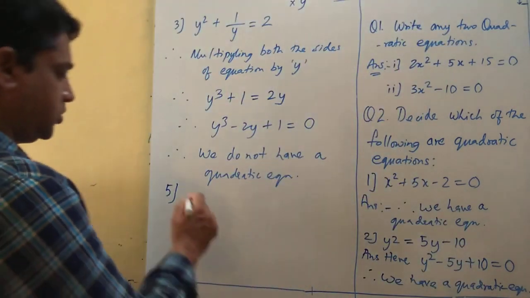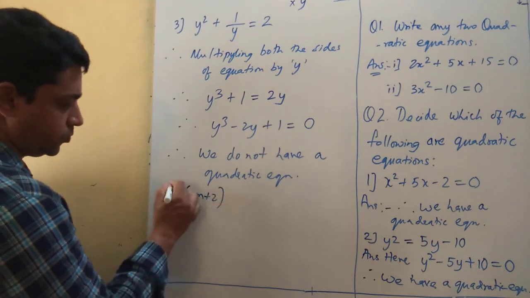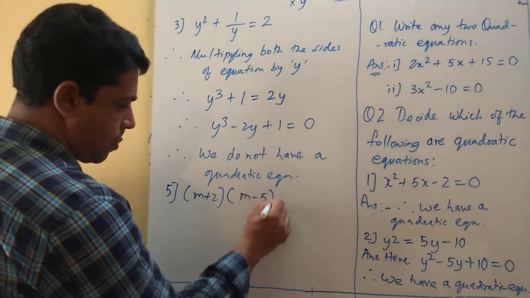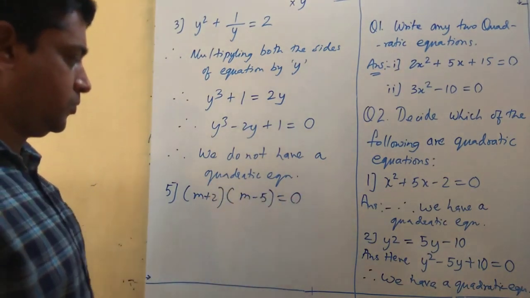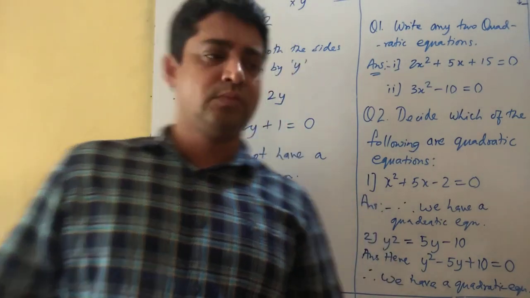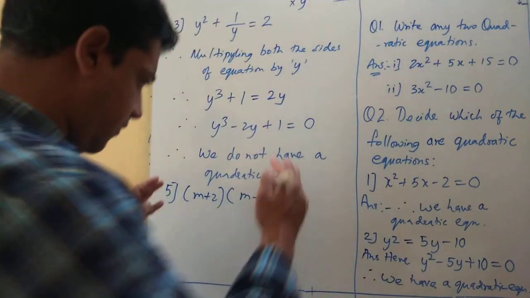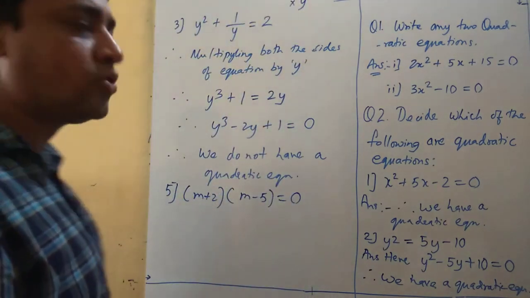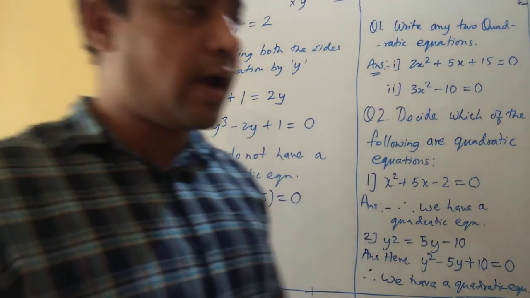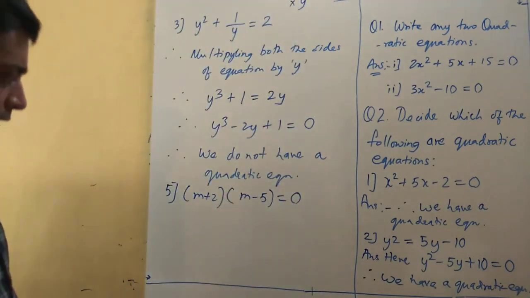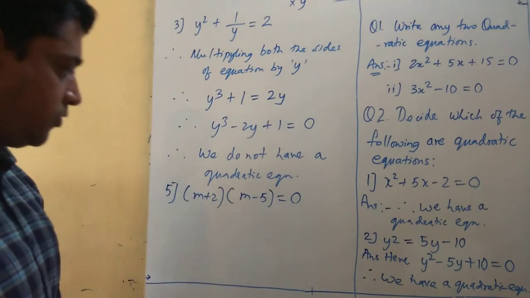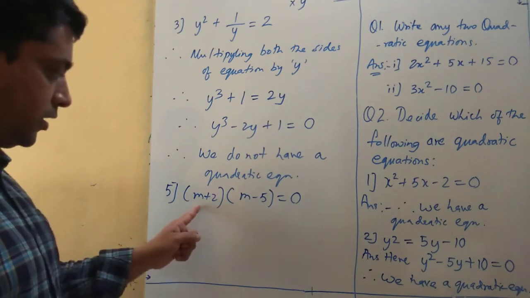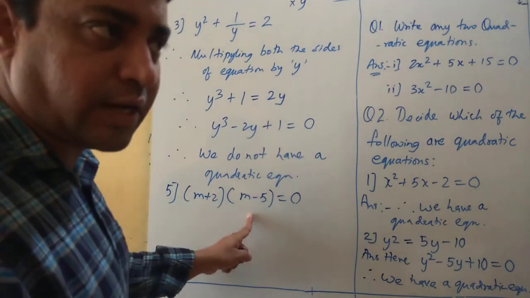Okay, m plus 2 and m minus 5 is equal to 0. Okay, this is the given equation. Now again, when you look at the equation here, you might think that this is not a quadratic equation. Many of the students. Why? If you look at it directly, if you don't simplify it, you won't be seeing the degree 2 anywhere in the first factor or in the second factor.